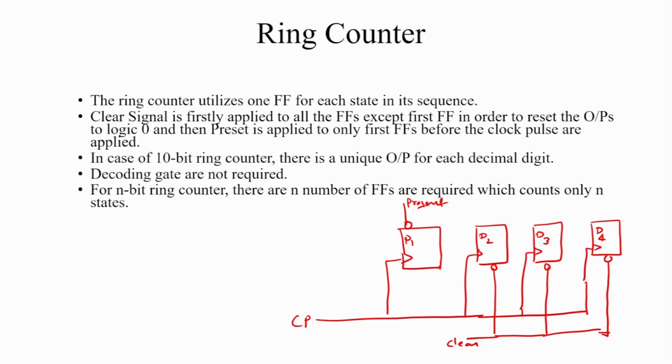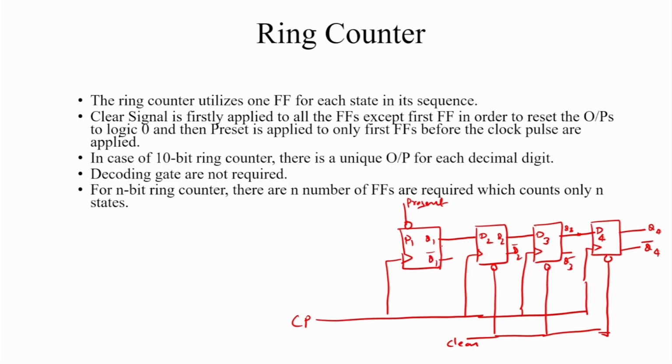The output of each D flip flop is connected to the input of the next flip flop. Here these are the complemented outputs: this is Q4 complement, this is Q3, this is Q3 complement, this is Q2, this is Q2 complement, this is Q1, and this is Q1 complement.